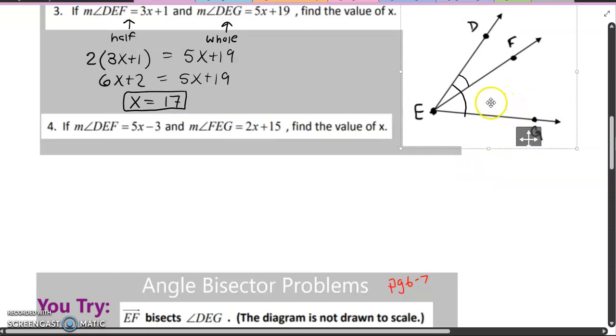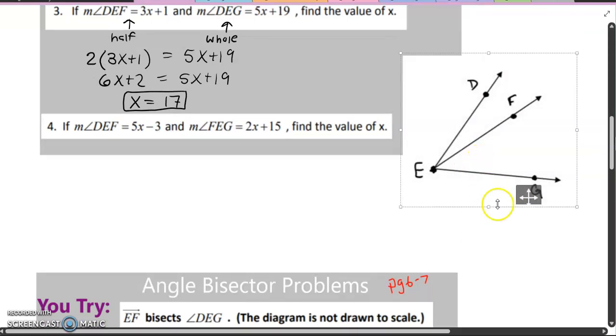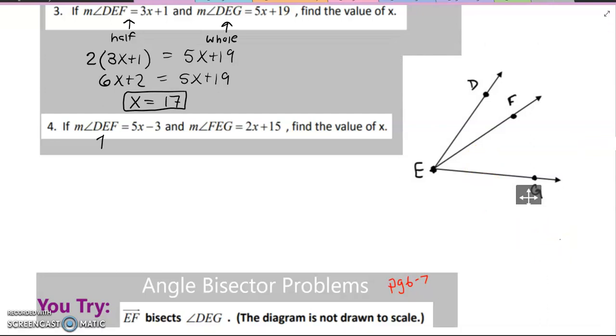Now, still the same drawing. We're going to use it one more time for this example, and then we're going to try some other ones where you're going to get a chance to see how you do. DEF, so that's going to be one of my halves again. Okay, that's half of the angle. And then FEG, that's this one, is the other half. So in this scenario, since I know what each half is written as an algebraic expression, we can do half equals half. And like I said, we now just have to solve this for x.